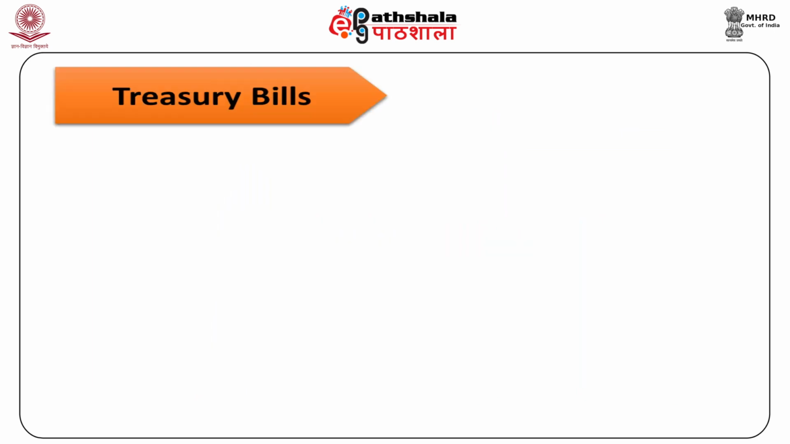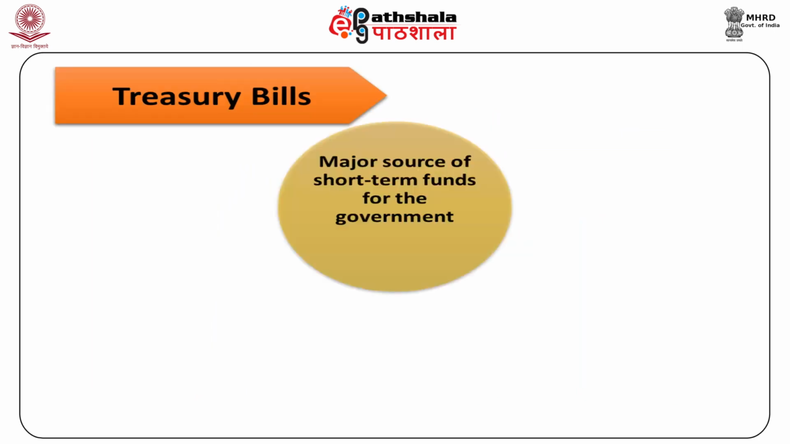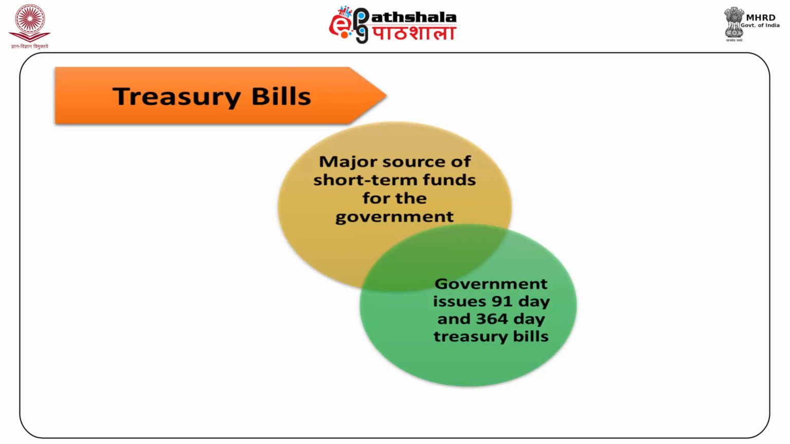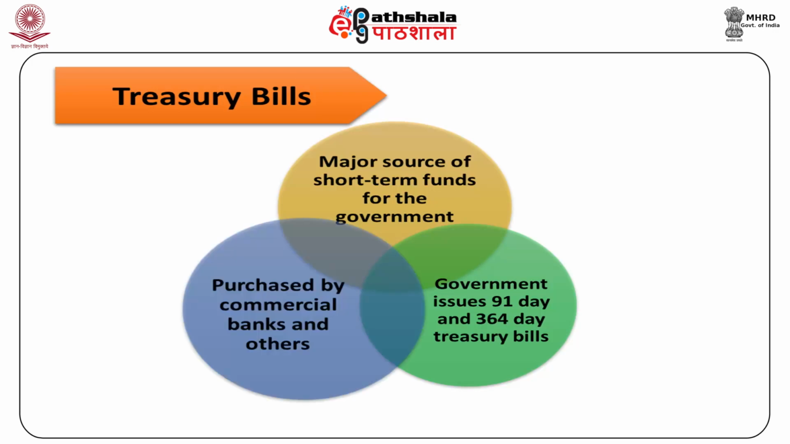Treasury bills. A major source of short term funds for the government is obtained by the issue of treasury bills. At present, the government issues 91-day and 364-day treasury bills. The treasury bills are purchased by commercial banks and others.